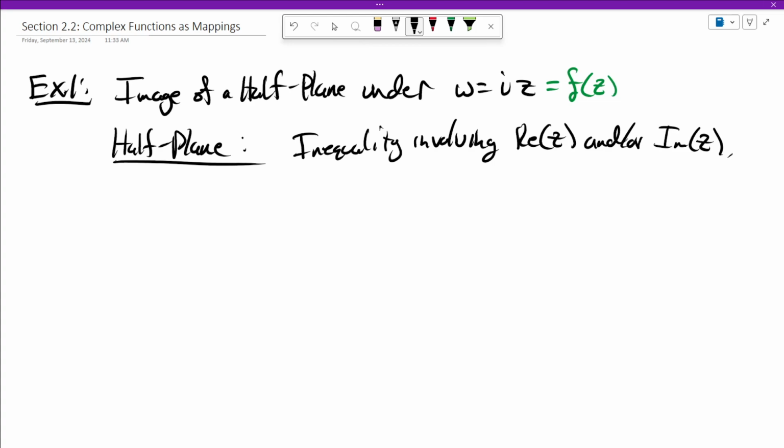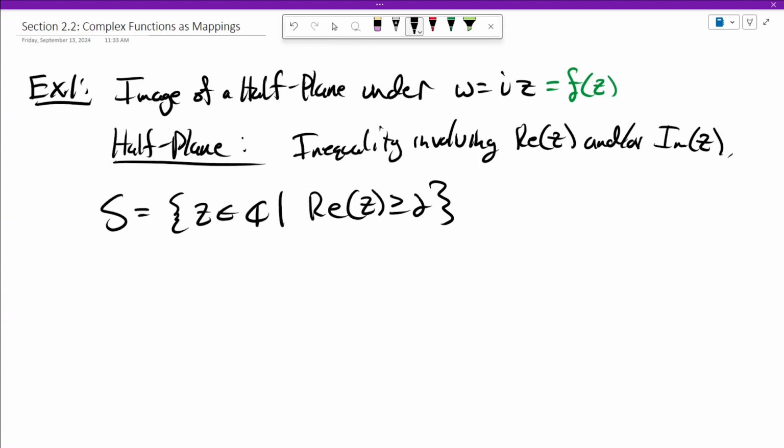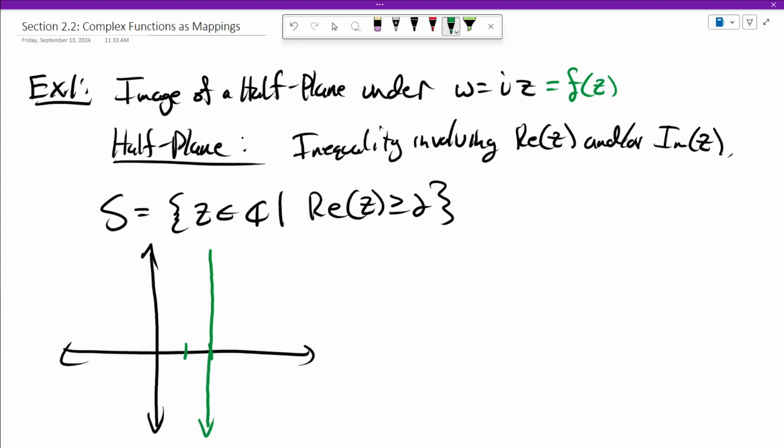The half plane we're going to look at for this example is going to be the region S, which is going to be the collection of complex numbers where the real part of z is at least 2. So if we were to graph that region S, what would we get? Well, let's mark 1, 2. We are allowed to have real part equal to 2. It's a weak inequality. And we want every point where the real part is bigger than or equal to 2. So that's every point on the line and to the right of the line.